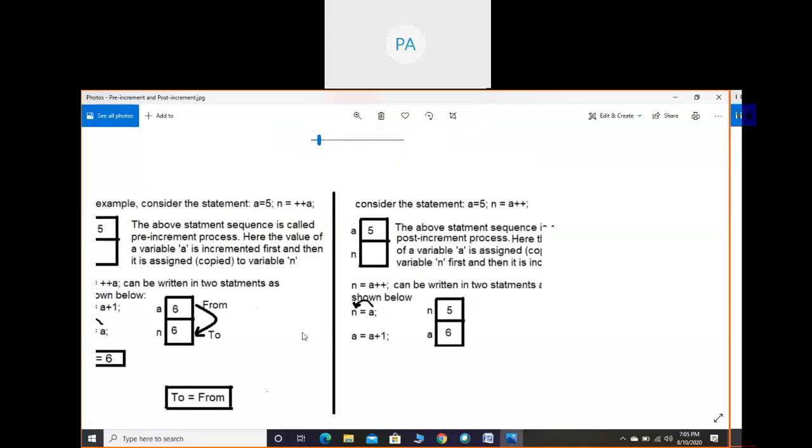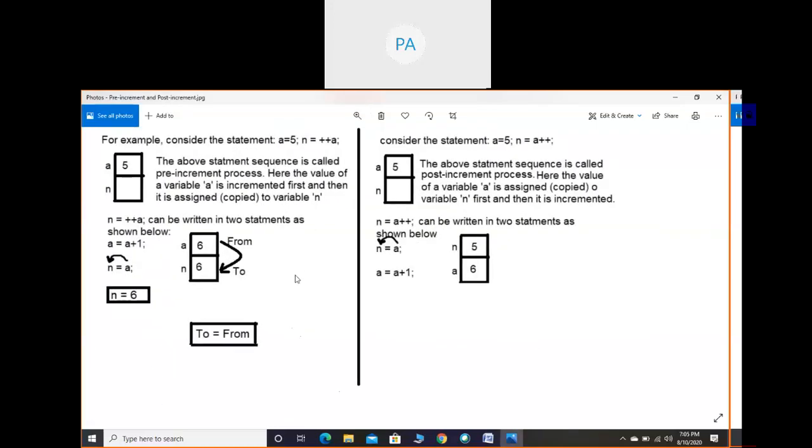Okay, I think this screen is visible for you. So here you consider the statement a equals 5 and n equals plus plus a. This process is called the pre-increment process. That means the increment operator is placed before the operand, that is a, before the variable. So it is called the pre-increment process. Now we will check what happens.